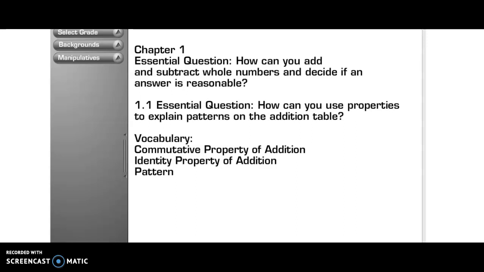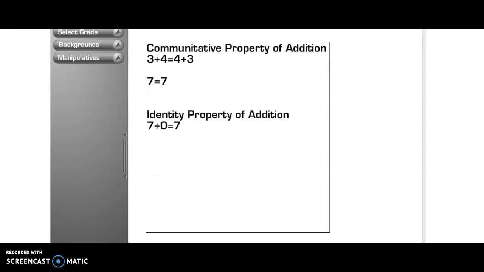Some vocabulary terms that you'll see are commutative property of addition, identity property of addition, and pattern. The commutative property of addition is when you add two numbers, and it doesn't matter what order the numbers are in, the sum is going to equal the same thing. For example, 3 plus 4 equals 4 plus 3. They both equal 7. The next one is identity property of addition. This is when you add any number plus 0 and it will equal that number. For example, 7 plus 0 equals 7, or 0 plus 5 equals 5.